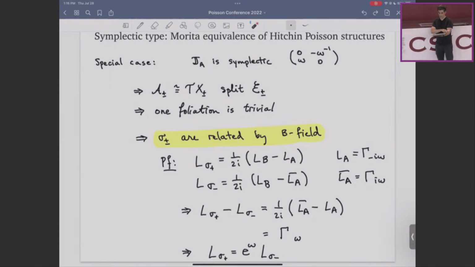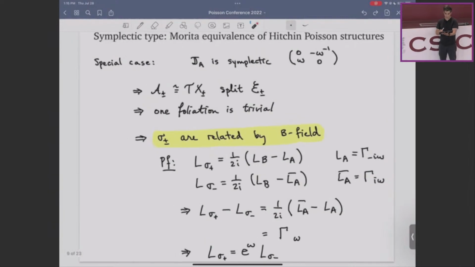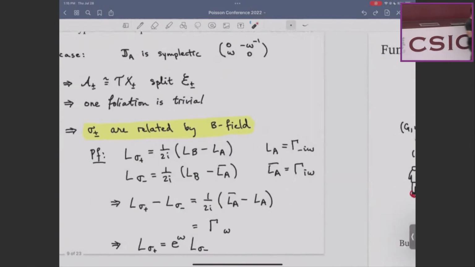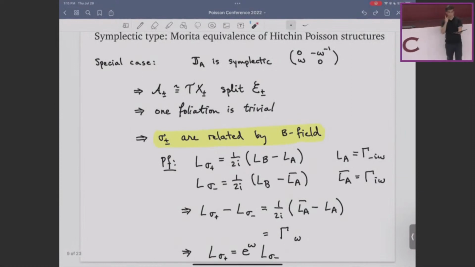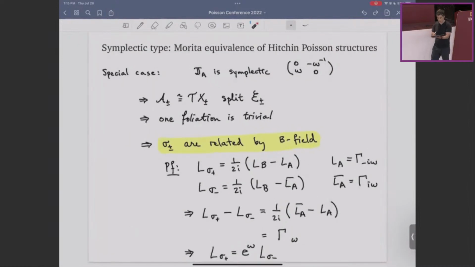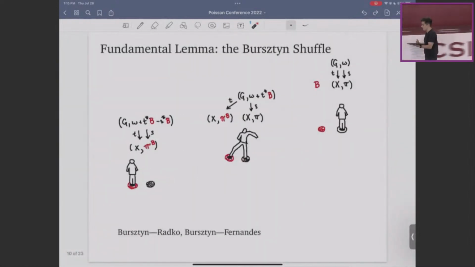It was studied by all the people here: Allen, Cervera, Burstein, everyone. Okay, so that's pretty good. So now we know that the Poisson structures, at least in this special case, are related by a B-field gauge transformation. So that's a hint as to what the relationship should be between the Poisson structures. And now we need the fundamental lemma of the subject, the Burstein shuffle. Does this look familiar?